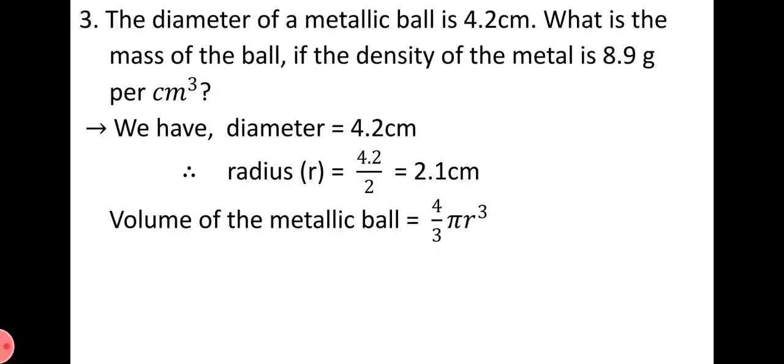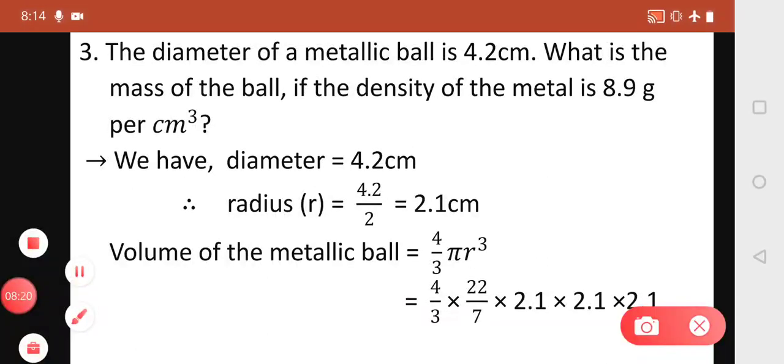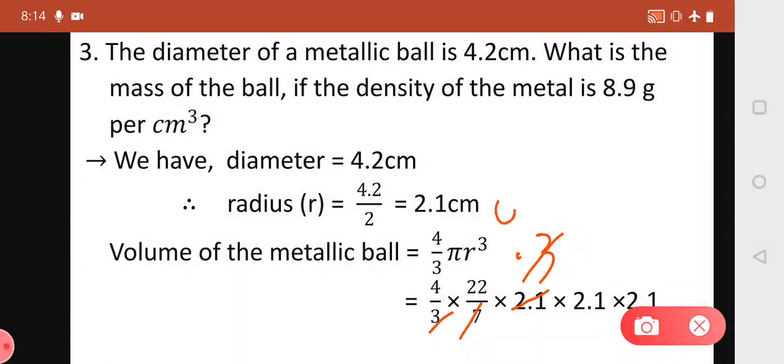Therefore volume of the metallic ball equal to 4 upon 3 pi r cube. Inserting the values, equal to 4 upon 3 into 22 upon 7 into 2.1 into 2.1 into 2.1. Again we can cut 2.1 with 7 and another 2.1 with 3. 7 threes are 21, and this is 0.3, again 3 ones are 3, and this will become 0.1.